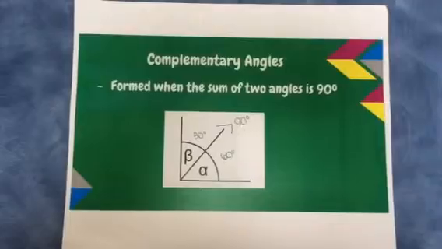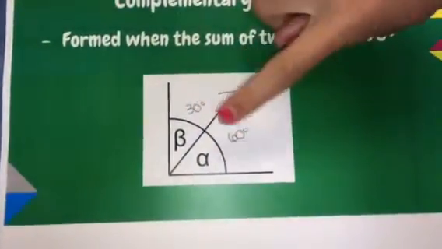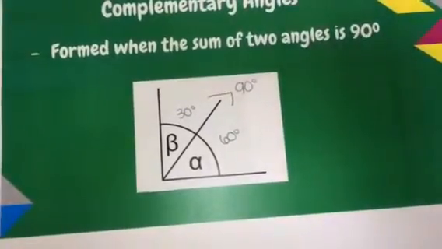Complementary angles. Formed when the sum of two angles is 90 degrees. B and A, 30 and 60, equal 90 degrees. Therefore, they are complementary.